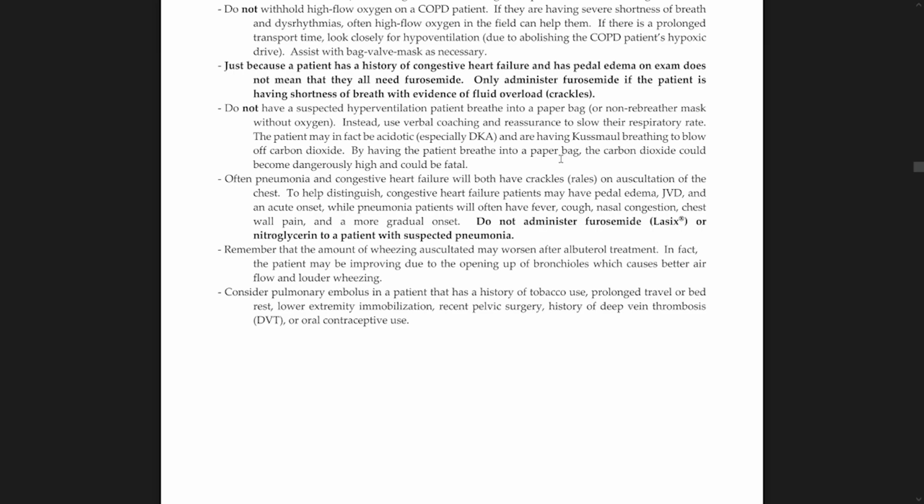To help distinguish the CHF patients, they may have pedal edema, JVD, and an acute onset, while pneumonia patients will often have fever, cough, nasal congestion, chest wall pain, and a more gradual onset. Do not administer furosemide or Lasix or nitroglycerin to a patient with suspected pneumonia.